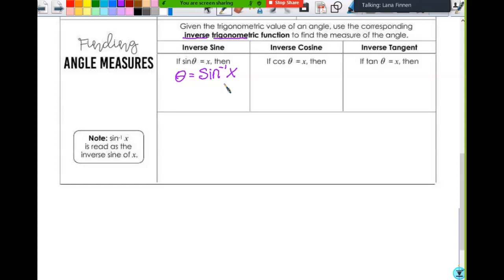Another way to say this, so it says note, sine, it's not to the -1 power. That's what it looks like. That's how you write it, but that's not what it means. It's read as inverse sine of x or sine inverse, or it also could be arc sine of x. That means the same thing. Arc sine you use kind of in the higher maths. I don't know if it just makes you sound smarter or what, but they're interchangeable. It's the same thing. So if I have the cosine of theta equals x, then theta has to equal the inverse cosine of x, or the arc cosine.